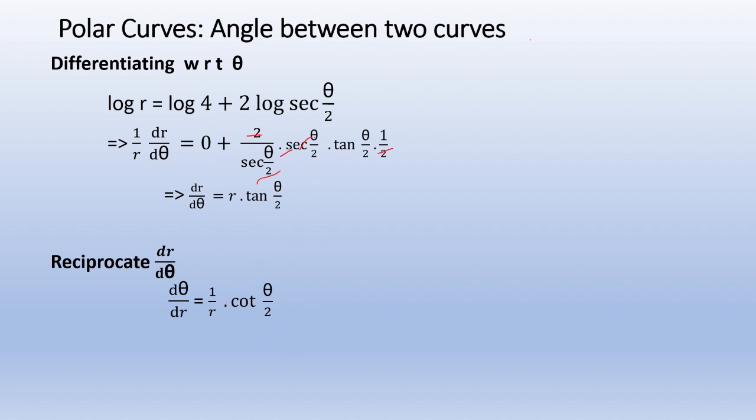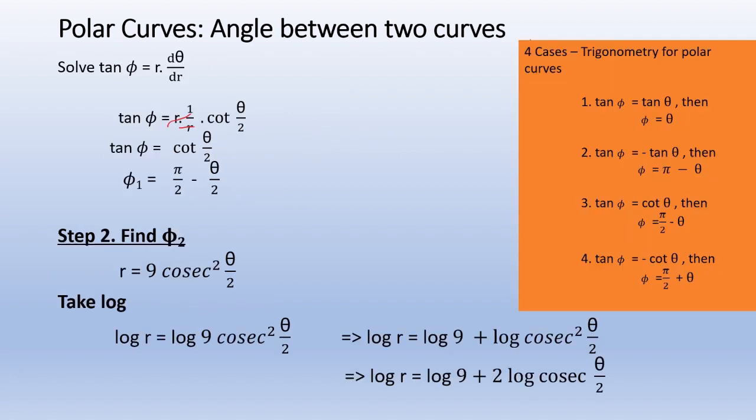Solve. Tan phi is equal to r d theta by dr. r times 1 by r, cot theta by 2. Simplifying we get cot theta by 2. According to trigonometry of polar curves, if tan phi is equal to cot theta, then phi will be equal to pi by 2 minus theta. So here phi 1 is equal to pi by 2 minus theta by 2.